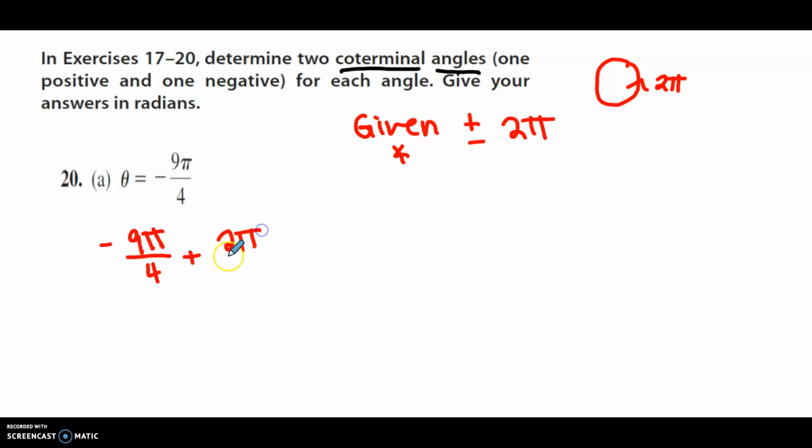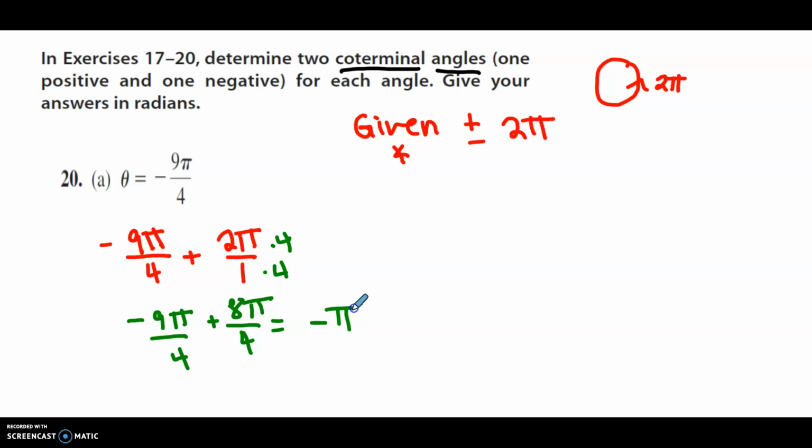Well, how do you add fractions? You need a common denominator. So I need to change 2 pi to be in the form of 8 pi over 4, which is also equivalent to 2 pi, but it now has the common denominator that I'm looking for. And when I go ahead and add that, I get a negative pi over 4. And there's my one coterminal angle that happens to be negative.